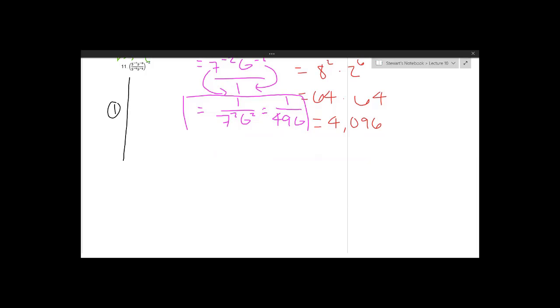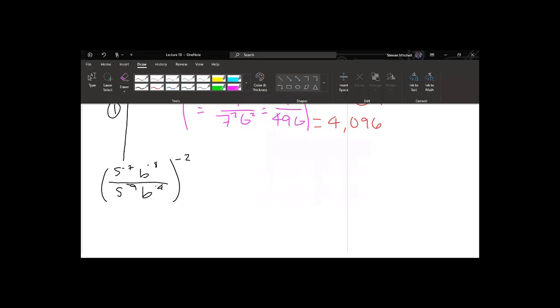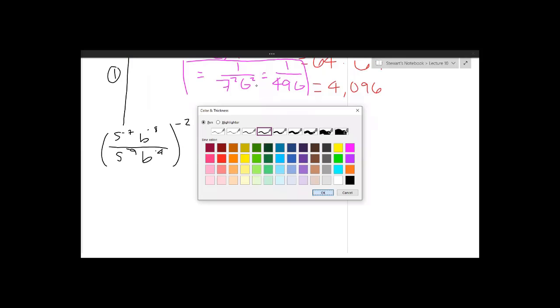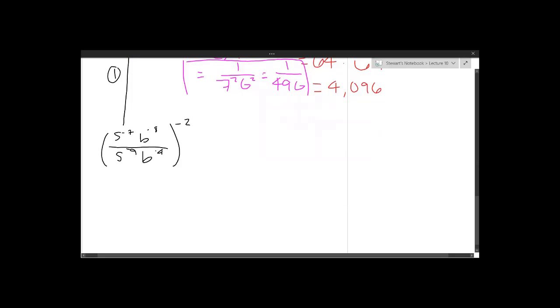So we have the 5 to the negative 7th, b to the negative 8th, over 5 to the negative 9th, b to the negative 4th, all raised to the negative 2nd power. So you can choose to make all of these negative exponents positive if you want to first. You don't really have to. The same rules apply when you're dividing them, even if the exponents are negative. You just consider that you have negative numbers.